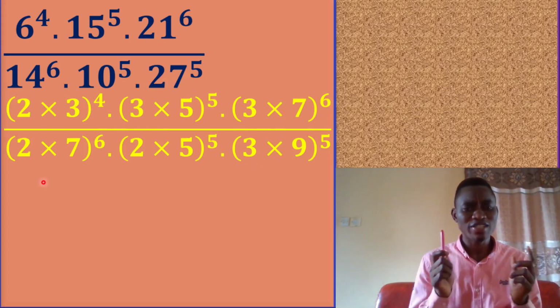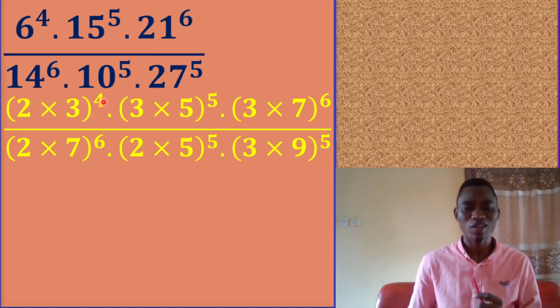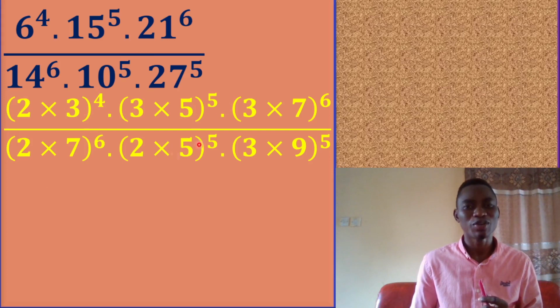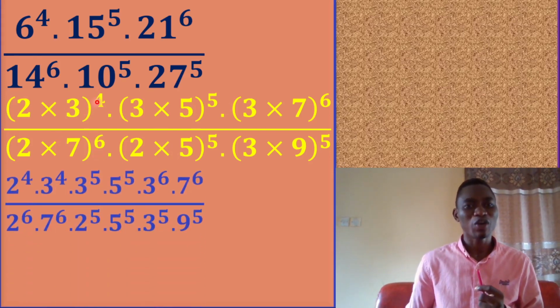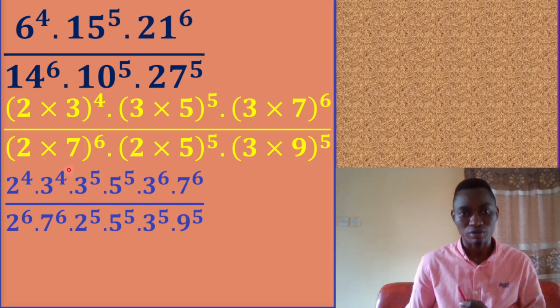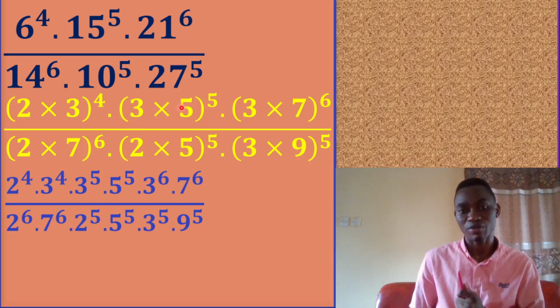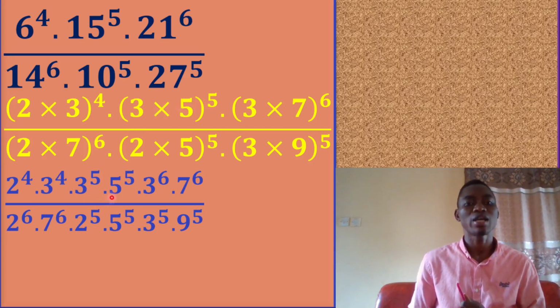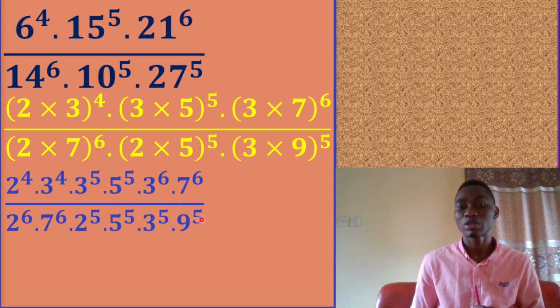The next thing to do here is to distribute the powers to the numbers in the bracket. So we are going to distribute power 4 to 2 and 3 so that we can have 2 power 4 times 3 power 4. Then here, we are distributing power 5 to 3 and 5. So we have 3 power 5 times 5 power 5. That goes on and on. So lastly, we have 3 power 5 times 9 power 5.